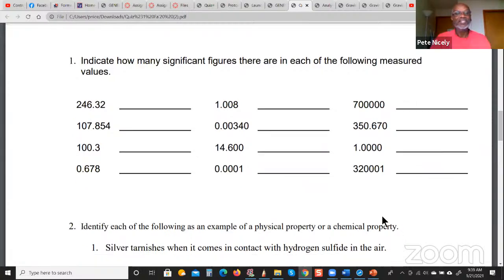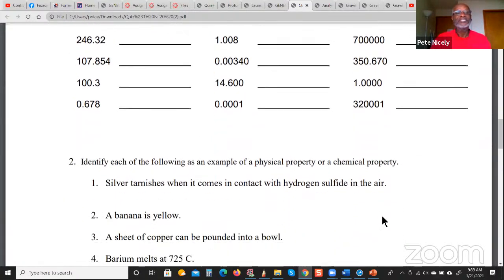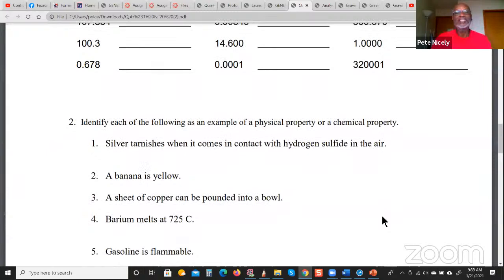Okay, very good. All right, so let's scroll down to another question. Identify each of the following as an example of a physical or chemical property. The first one is that silver tarnishes when it comes in contact with hydrogen sulfide in the air. So is that a physical or chemical property of silver?